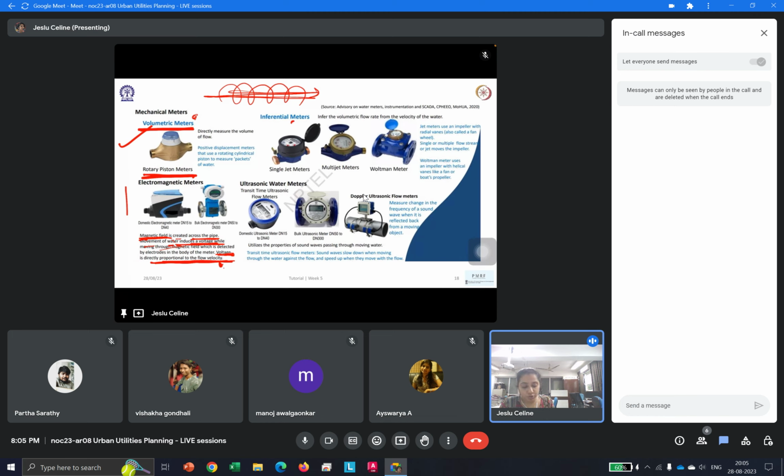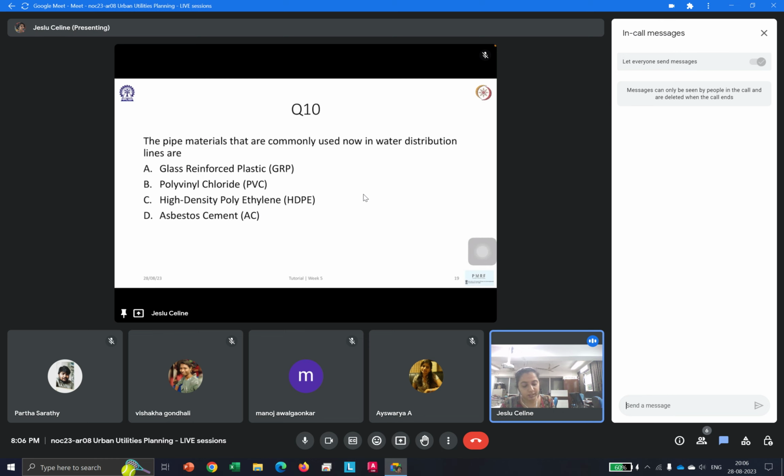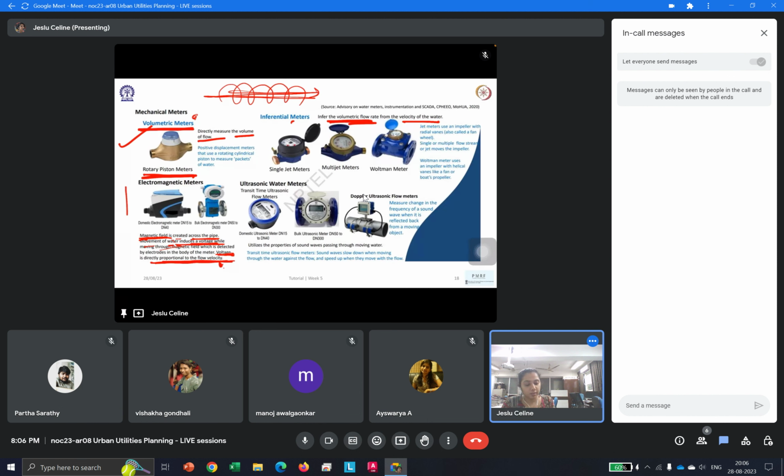Now, what does an inferential meter do? Inferential meters can also infer the volumetric flow from the velocity. So I think both are correct, inferential and rotary piston meters, because this also directly takes the volumetric flow from the velocity. So jet meters are used. And then you have ultrasonic meters. This is what I was explaining before. It mainly looks at the time. So you have sound waves.